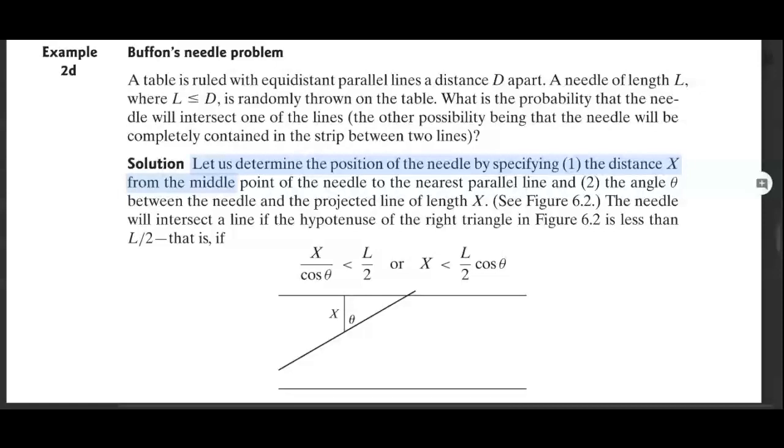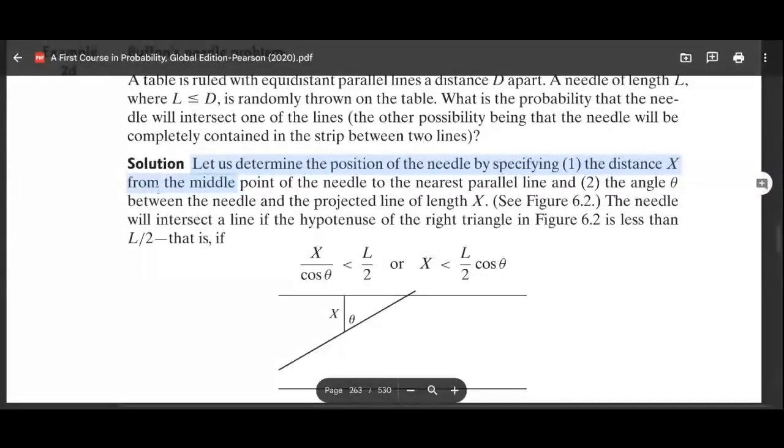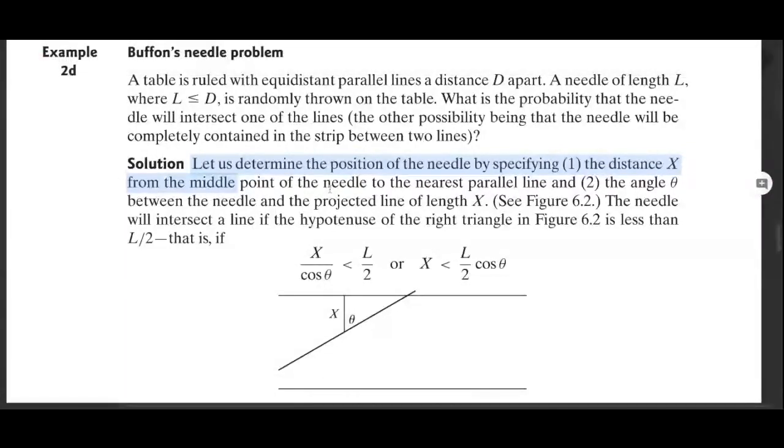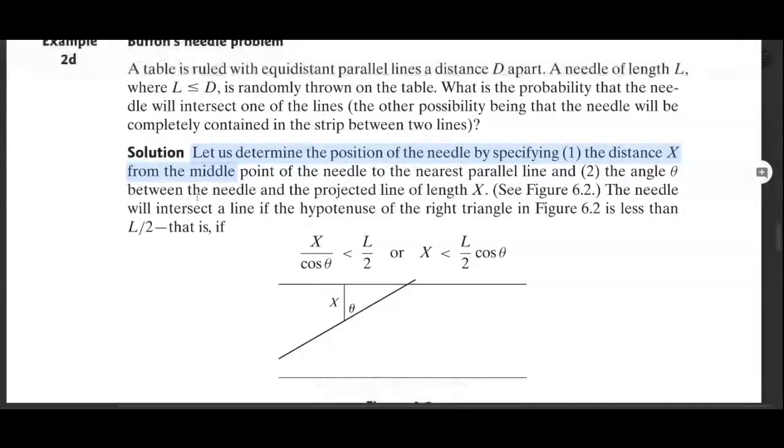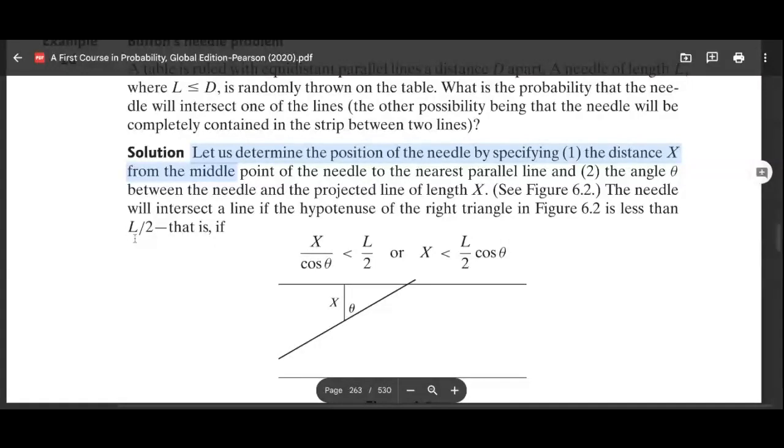Let us determine the position of the needle by specifying, one, the distance x from the middle point of the needle to the nearest parallel line, and two, the angle theta between the needle and the projected line of the length x. The needle will intersect a line if the hypotenuse of the right triangle in this figure is less than half of L, that is, let's see this.